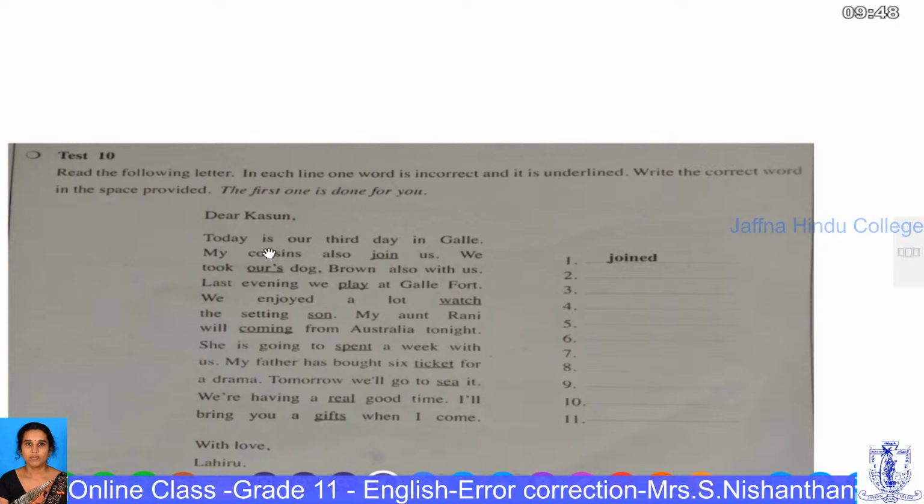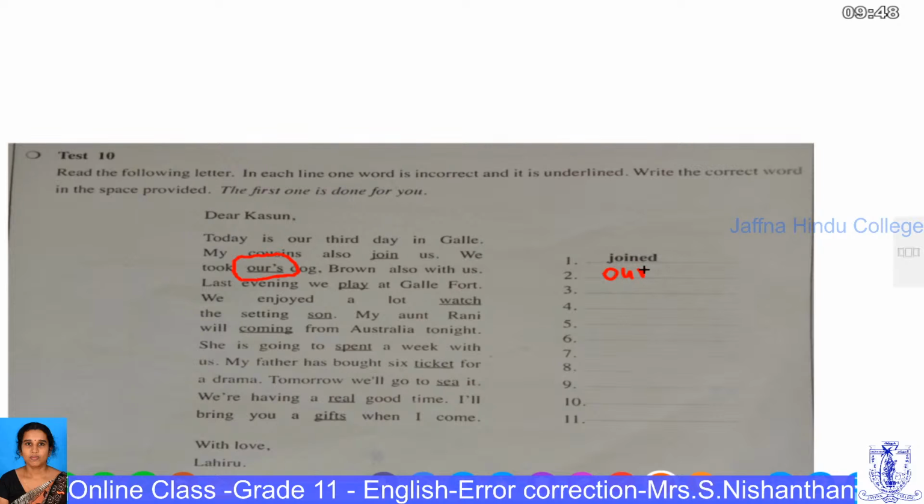Right. Dear Kasun, today is our third day in Galle. My cousins also join us. Right. So they already joined. So it should be in past tense. Joined. We took ours dog. This is an error. Ours dog, not ours dog. The pronoun should be the possessive adjective. What is it? Our dog.